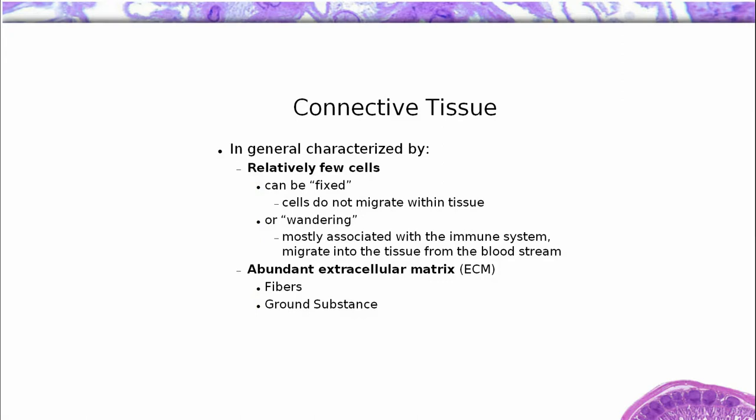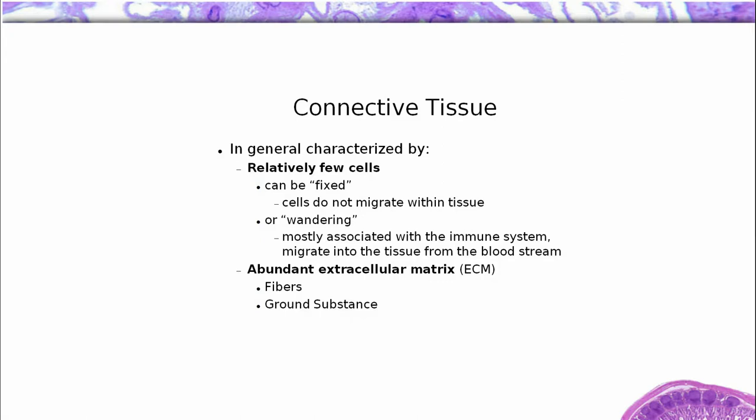Going back to the cells themselves, they can be subdivided further into fixed cells and wandering cells. You won't actually see them wandering around on your slides because they're all fixed at that point, if you think about slide preparation. But in the body, some cell types simply produce the matrix, and basically are there to monitor the matrix to make sure everything's going on properly and there are no pathogens. And then there will be some which are mostly associated with the immune system, which will come in and out of the tissue. They will wander around, periodically come into the tissue, and then leave.